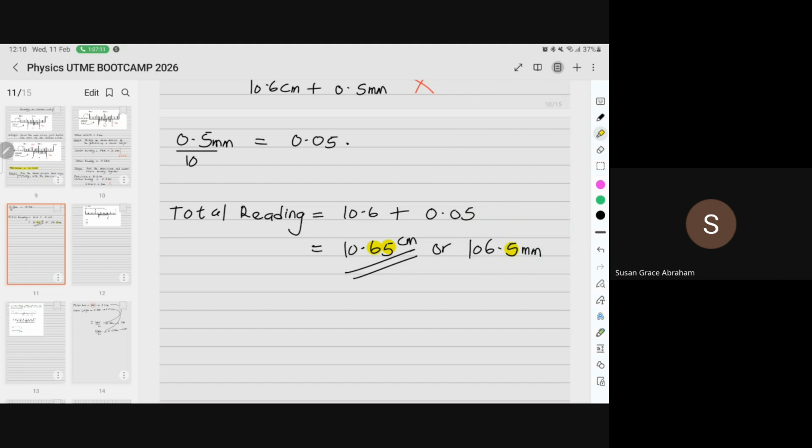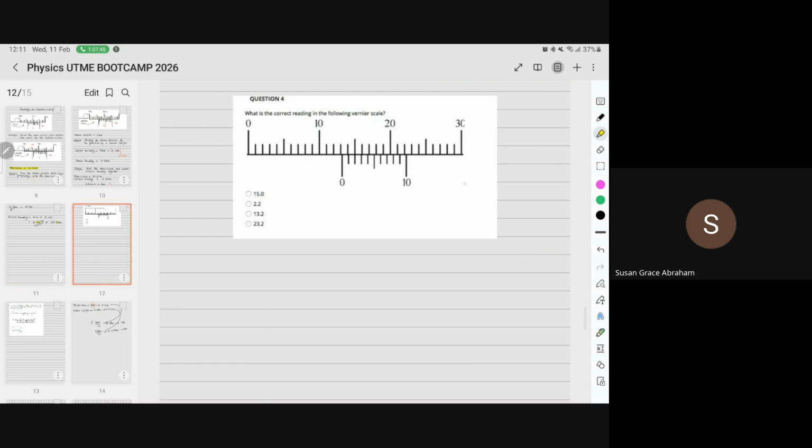I don't know if all these things are making sense, but that's how to read your vernier caliper. Any question on this? If you understand, give me a thumbs up. Do you understand it? If you are confused, let me know and let me explain again. But in the absence of that, let's solve the next question. So look at this question now.